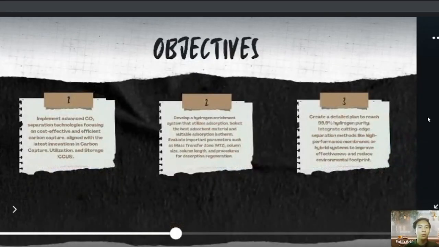So here is our group objective. The first one is to implement advanced CO2 separation technologies, focusing on cost-effective and efficient carbon capture, aligned with the latest innovation in carbon capture, utilization, and storage, or CCUS. The second is to develop a hydrogen enrichment system that utilizes absorption, select the best absorbent material, and fit the sample absorption isotherm. We also evaluate important parameters such as mass transfer zone, column size, column height, and procedure for the desorption regeneration. The third is to create a detailed plan to reach 99.9% hydrogen purity, integrating cutting-edge separation methods like high-performance membrane or hybrid systems to improve effectiveness and reduce environmental footprint.